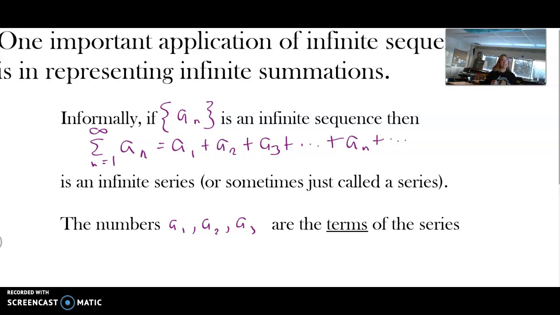Informally, if you have a sequence, a sub n, and it's an infinite sequence, then this notation right here means the sum of the first term in the sequence plus the second term plus the third, all the way out to infinity. So this is called an infinite series, or sometimes it's just called a series. These numbers, a sub 1, a sub 2, a sub 3, are called the terms of the series.